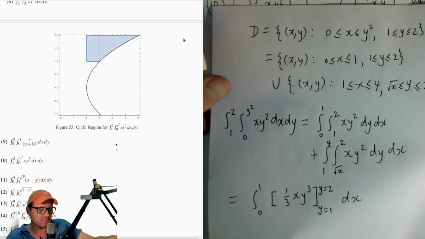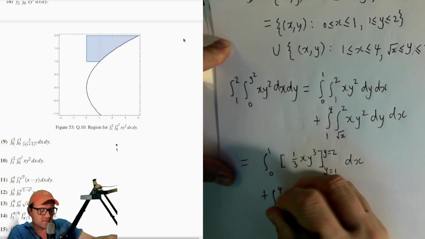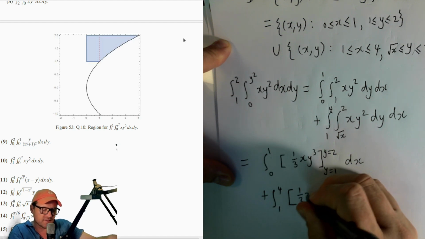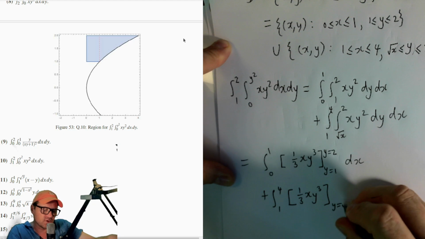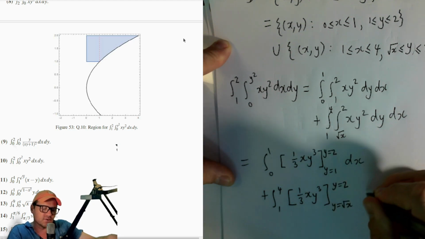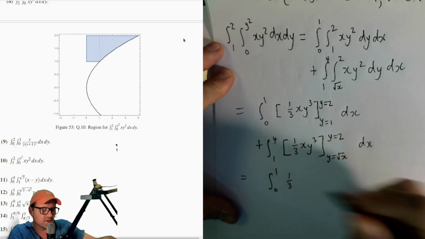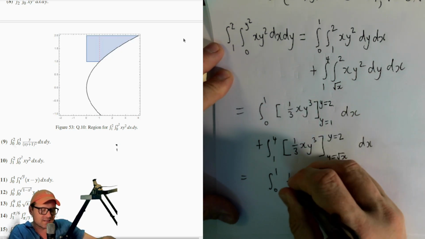Okay, similar for this, except our bounds are different. So plus the integral from 1 to 4. Now having integrated this partially with respect to y, we have 1/3 x y cubed, and this time the bounds are y equals root x to y equals 2. Okay, so let's simplify these by subbing in those numbers. So 1/3 x y cubed, so putting in 2, that's 8.